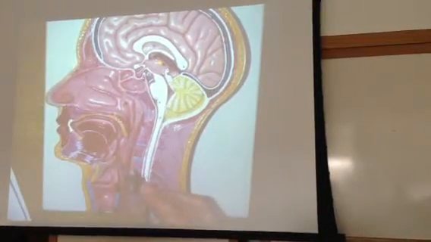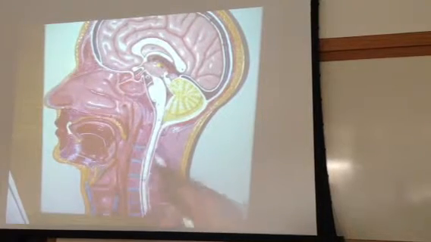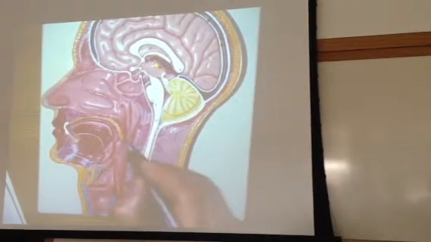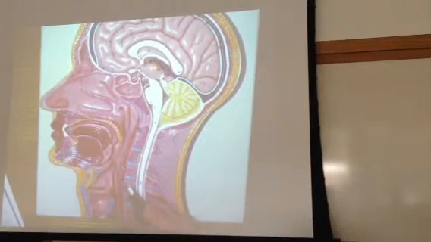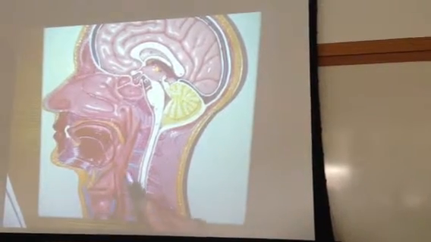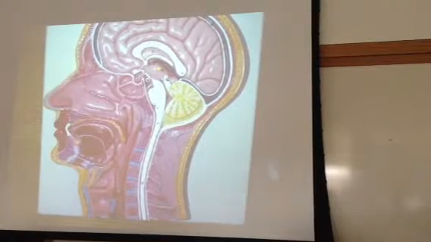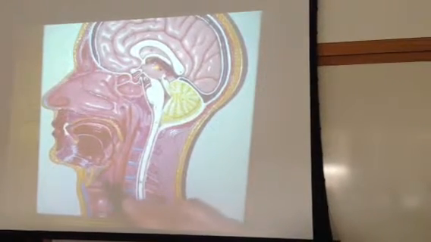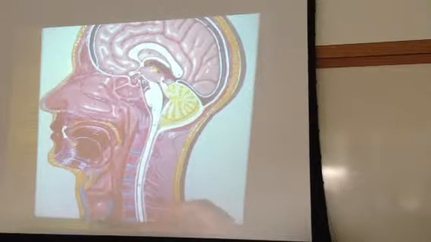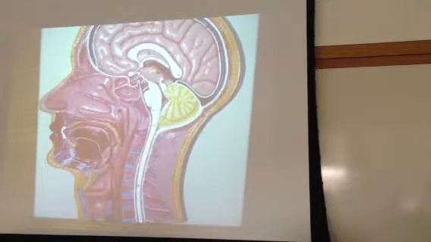What is this area again? Oropharynx. Okay, good. And what about from here up? Nasopharynx. And then from there down? Laryngopharynx. Good, good. Okay. This tube back here, that's the esophagus. What's this structure here? That's the larynx. Okay, good.